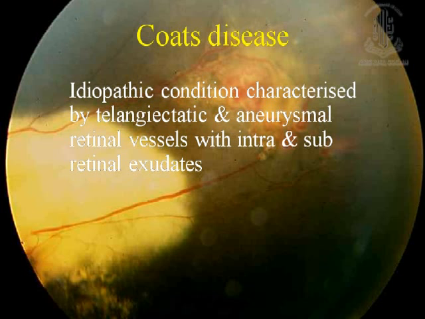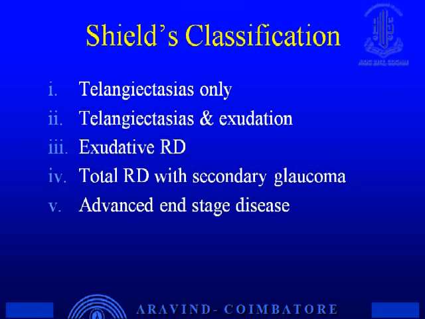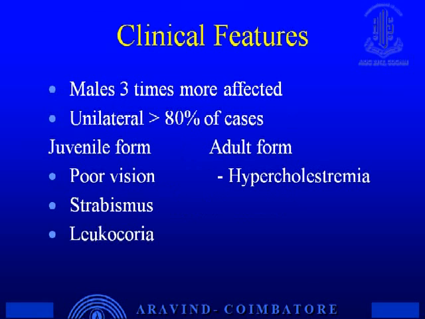Coats disease is an idiopathic condition characterized by telangiectatic and aneurysmal retinal vessels with intra and subretinal exudates, and it's further subdivided into 5 stages, where stage 1 is telangiectasia, stage 2 is telangiectasia with exudation, stage 3 is exudative detachment, stage 4 is a total retinal detachment with secondary glaucoma, and stage 5 is advanced end-stage disease. Here males are 3 times more affected, and it is unilateral in more than 80% of cases. In the juvenile form, it's associated with poor vision, strabismus and leukocoria, and in the adult form, it is associated with hypercholesterolemia.